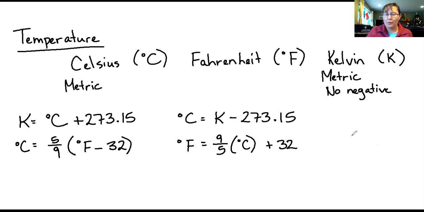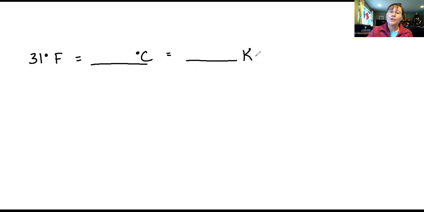So let's take a look at what this would end up being. We're going to say that, because it's very cold out today, it is a high right now of about 31 degrees Fahrenheit. And I want to know what is that in degrees Celsius and what is that in Kelvin temperatures. So I'll start off by finding my Celsius temperature before I convert to Kelvin.